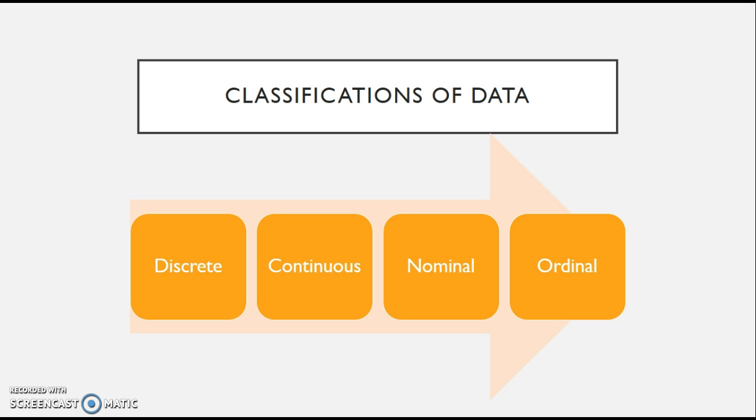So here we have the 4 different classifications of data. So starting with discrete data, this provides us with more quantitative data as the questions are going to be more closed, for example, yes or no. So an example of these types of questions would be, do you have asthma? Yes or no. Do you smoke? Yes or no. So the questions are very closed and there is always a set answer.